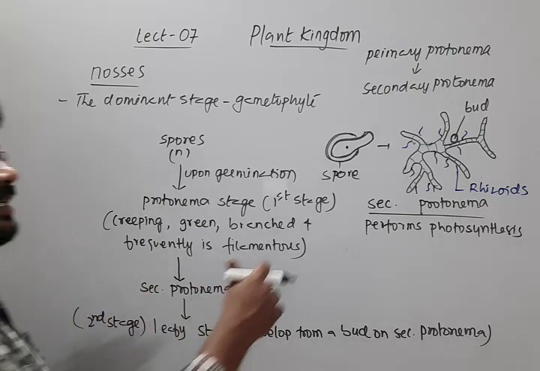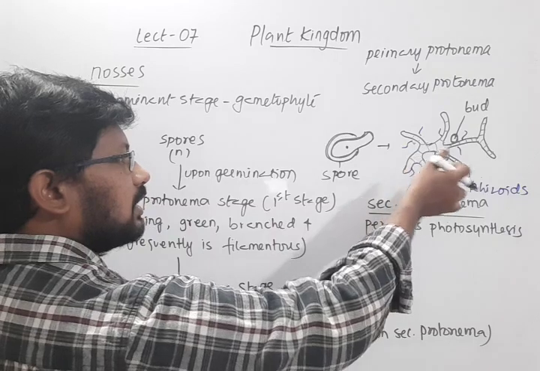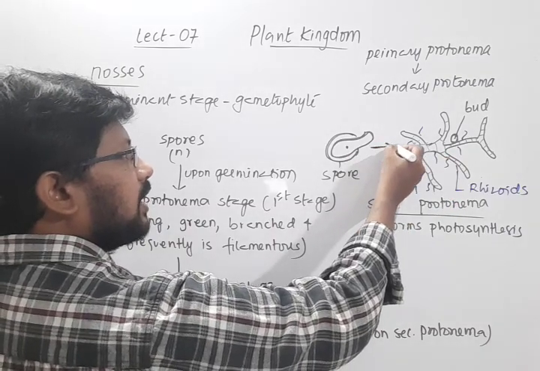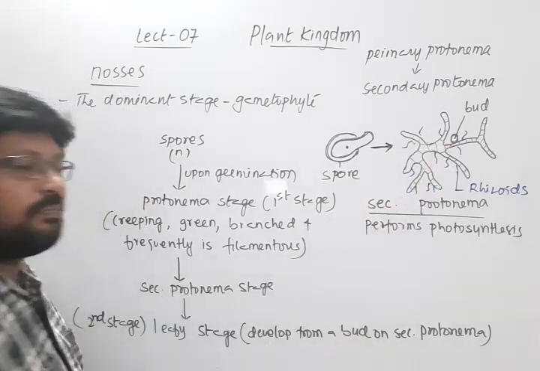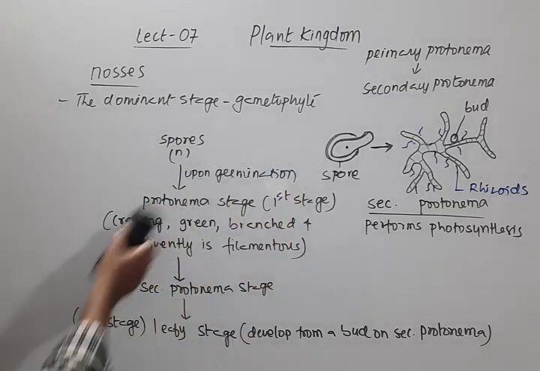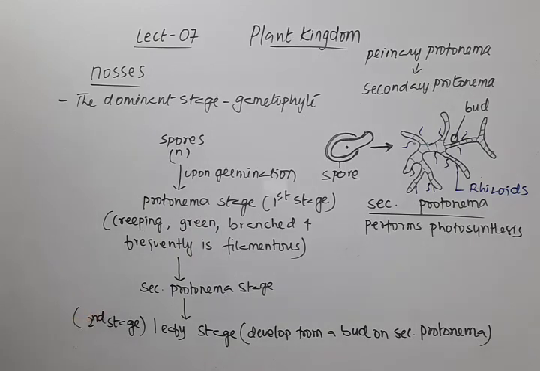So whatever evolved from the spore is the primary protonema, and the primary protonema grows and becomes secondary protonema, and on the secondary protonema buds will develop, and those buds will develop into the leafy stage. Okay, so now this leafy stage is upright, so that we will see how it is. Okay, I hope this part is clear.